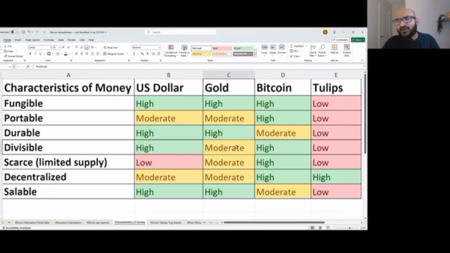Gold is not very easily divisible because it's very difficult to measure the weight of gold. It's also very difficult to break it apart unless you have specialized machinery, specialized equipment. The US dollar is not scarce. It can be created at will, as I mentioned before. Bitcoin is the best for scarcity because we know exactly how much Bitcoin will ever exist.